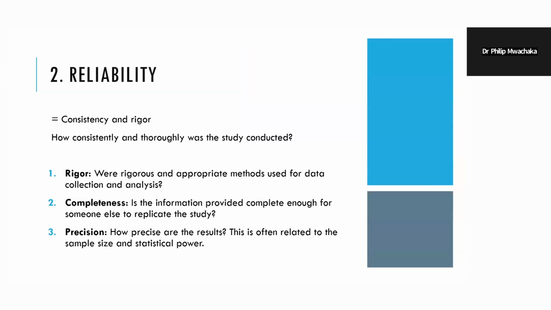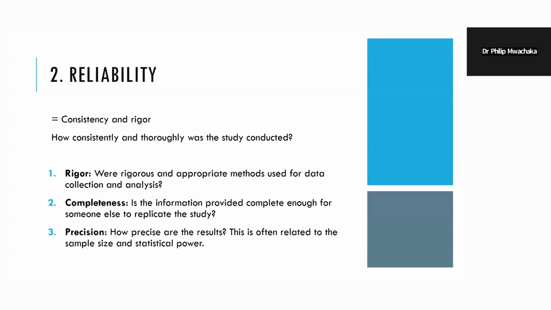The next thing that we need to be aware of when we're doing critical appraisal is reliability. And this is basically consistency and rigor. Okay, so were the methods rigorous enough? Were they consistently being applied? If you're looking at maybe a study involving patients or any participants, were the methods consistently being applied? Because this is very important when you want to do a similar study in the same population. We should be able to get the same results or near same results.